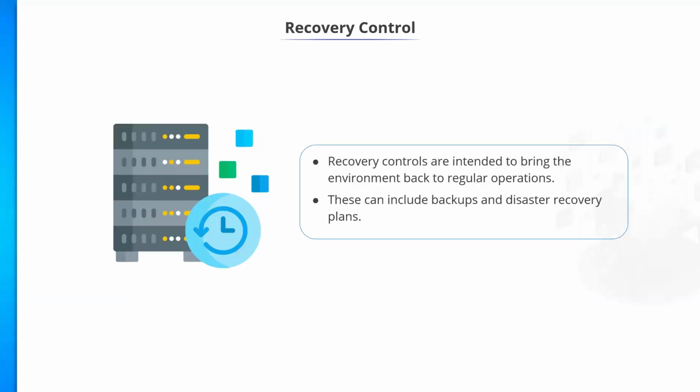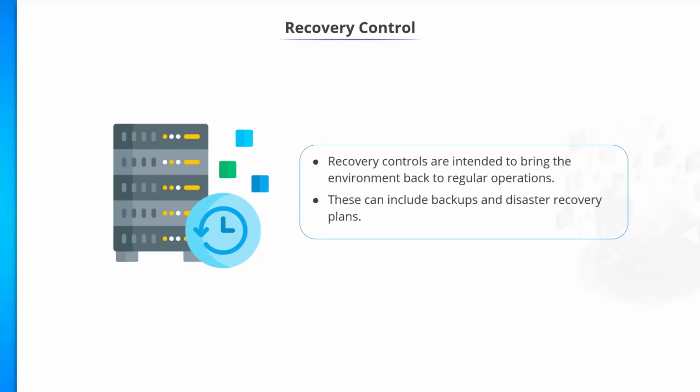Then recovery. Something wrong has happened and you take actions to bring things back to regular operations. For example, backups: there is an outage and data is lost, and you use backups to retrieve it and bring it back to normal operation. You also use disaster recovery plans. So this is about your types of controls.